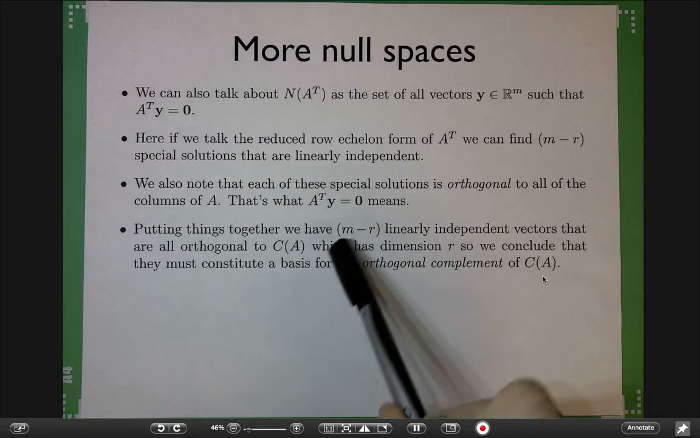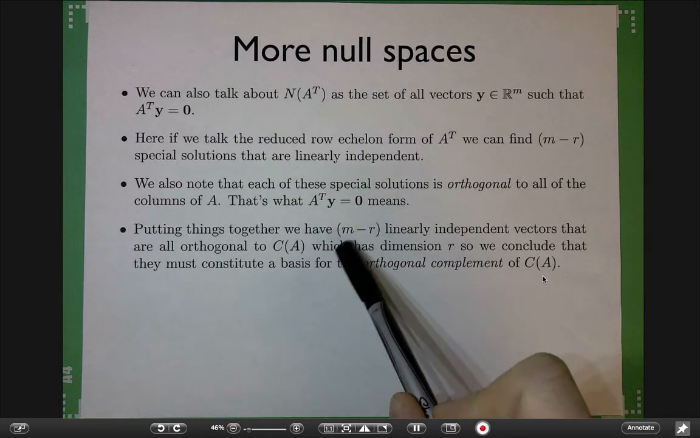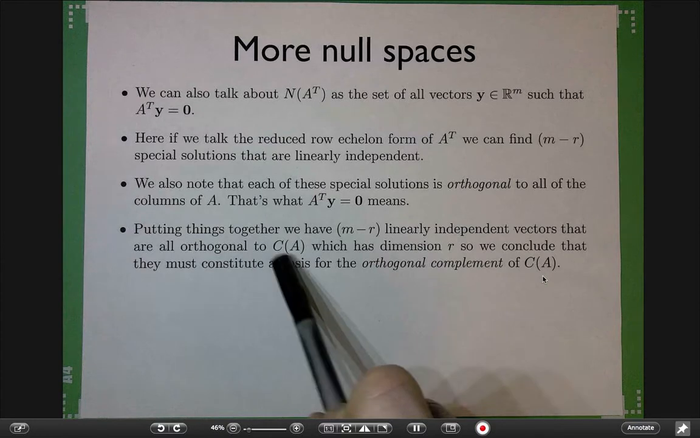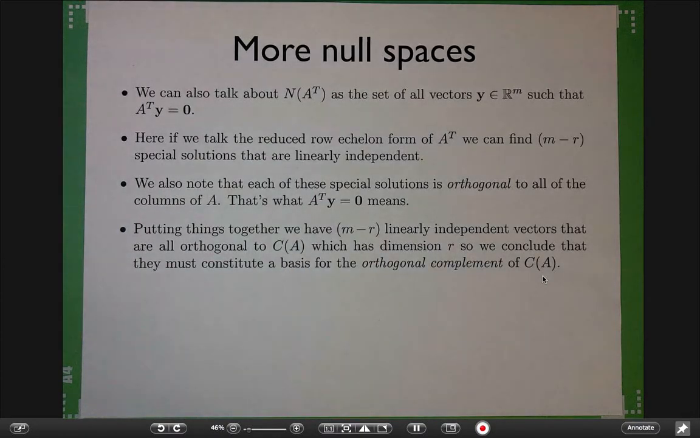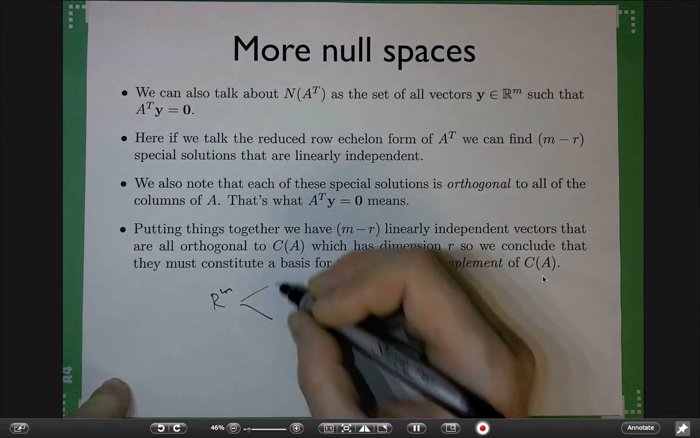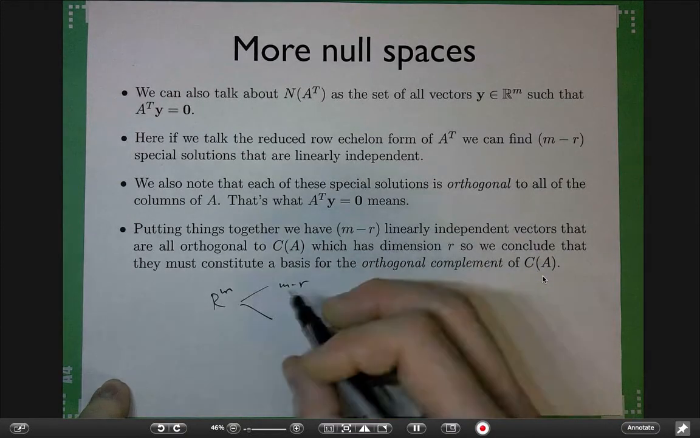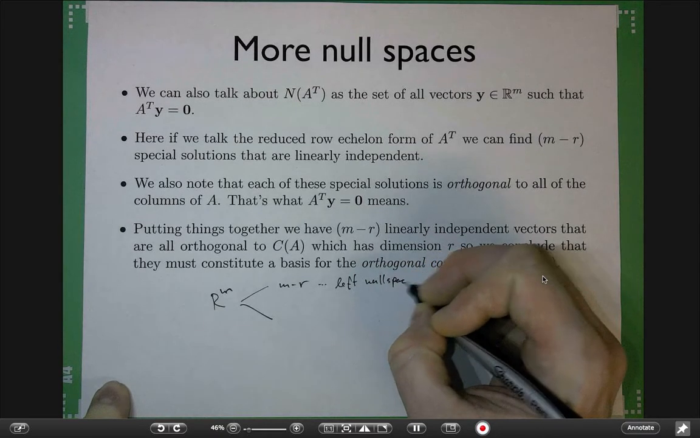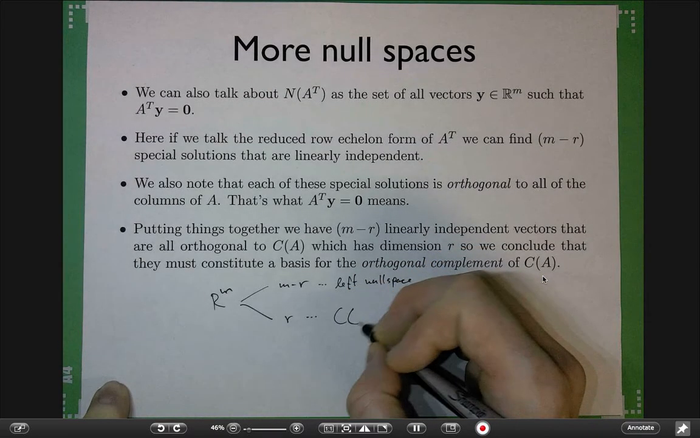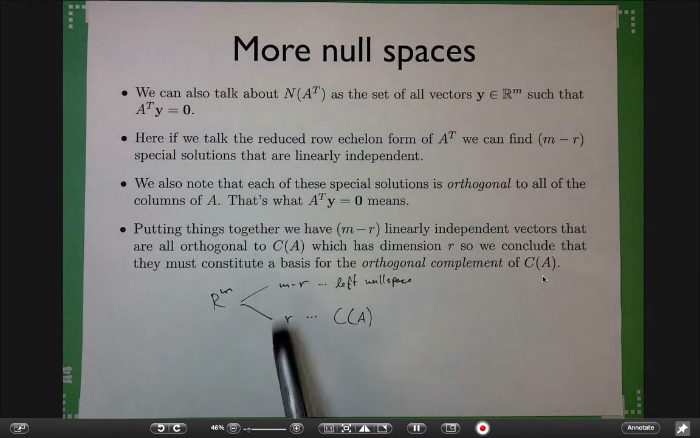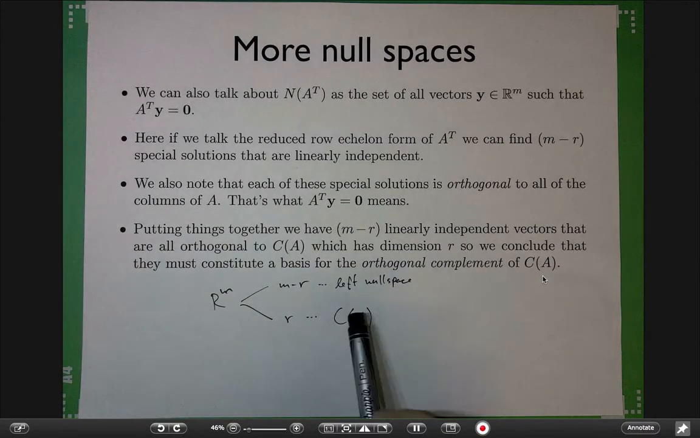So the left null space is generated by m minus r linearly independent vectors. They are all orthogonal to the column space. The column space has dimension r. So it means that in this case, we took the space R^m and split it in two parts: the m minus r dimensional part of the left null space, and the r dimensional part, that's the column span. And these two things are orthogonal. The one is the orthogonal complement of the other.